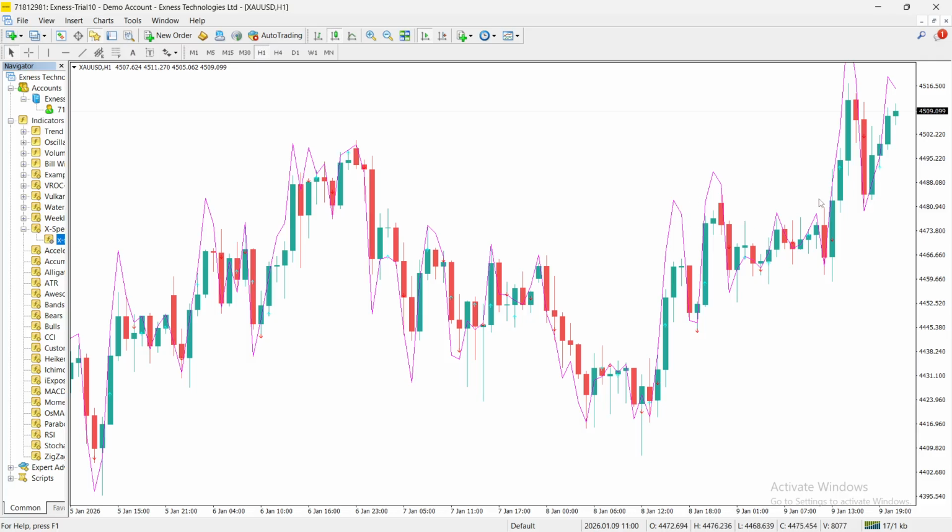This 100% non-repainting system uses green and red arrows combined with an oscillator for trend confirmation, providing easy signals suitable for any trading style. In this video, you will see how the X-speed system works, how signals are interpreted, and which trading strategies are described.